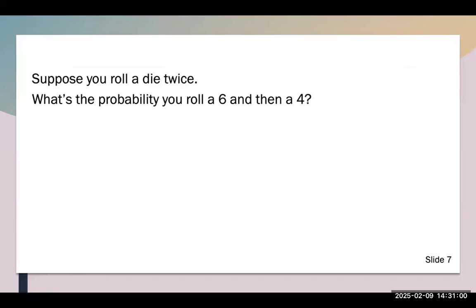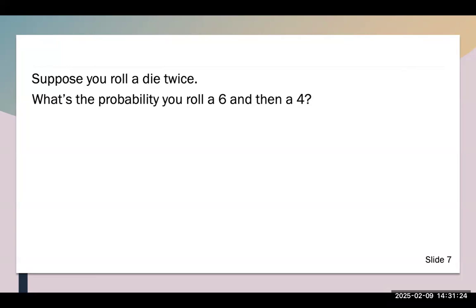Let's try a new problem. Suppose you roll a die twice. What's the probability you roll a 6 and then a 4? Okay, so this is not conditional probability. I'm just quizzing you here, to see what you remember from the last video and from your homework. So maybe pause the video and see if you can solve this problem.